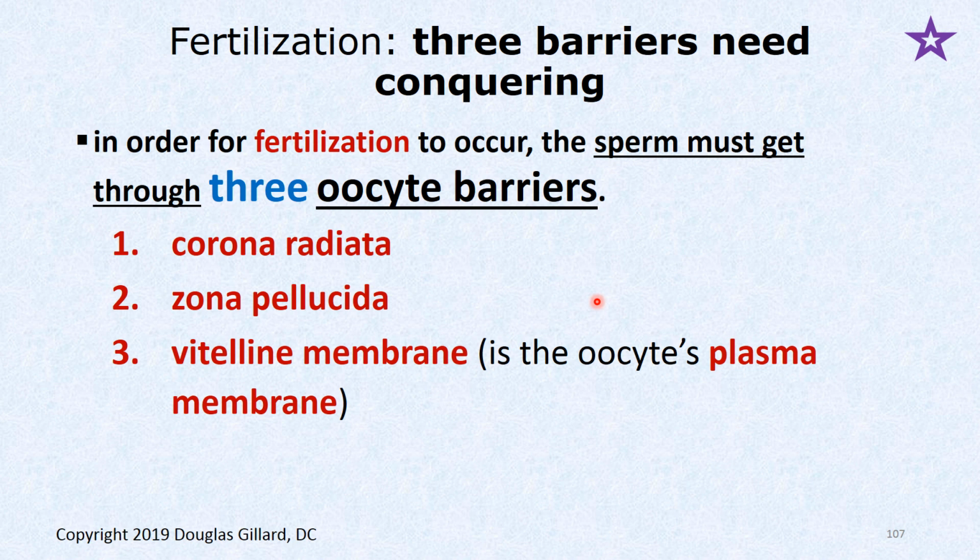And then there is the vitelline membrane. I don't think people are going to call it that, but you never know. It's just the plasma membrane of the oocyte. So corona radiata, a zona pellucida, and the plasma membrane of an oocyte. I mean, ultimately, you got to bind with the nuclear membrane of the oocyte's nucleus as well.